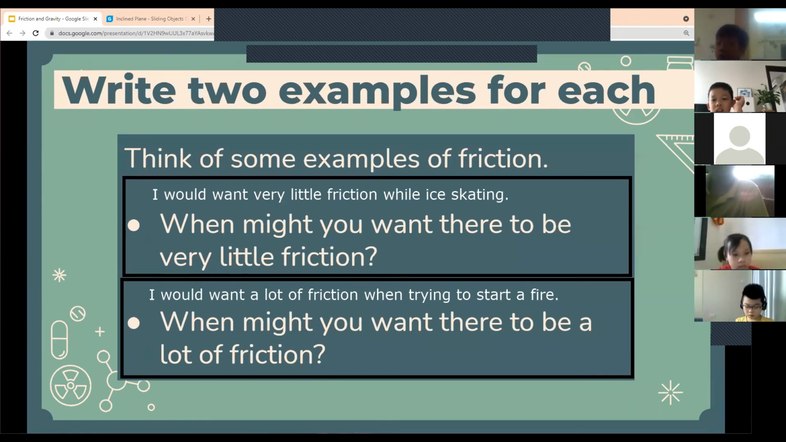People slide across the ice all the time, and some people even die because of it, if your car or your motorbike was to slip across ice.